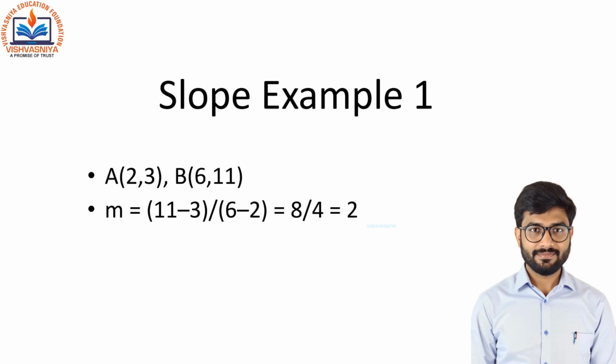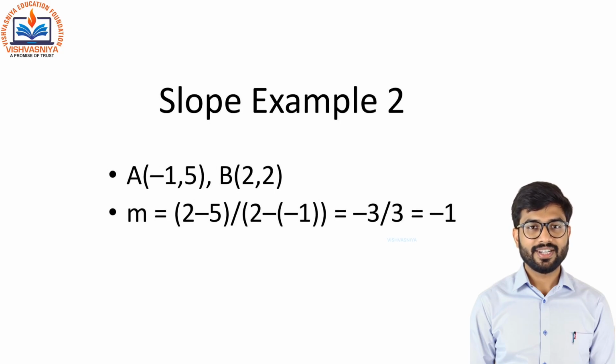Let's solve examples. Example 1, points A (2, 3) and B (6, 11). y2 minus y1 equals 11 minus 3 equals 8. x2 minus x1 equals 6 minus 2 equals 4. So slope m equals 8 upon 4 equals 2.